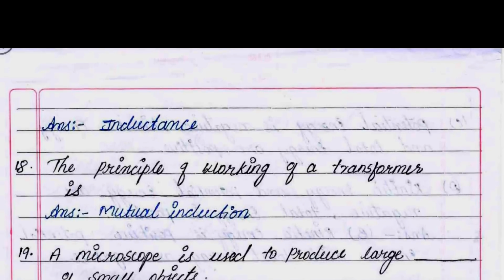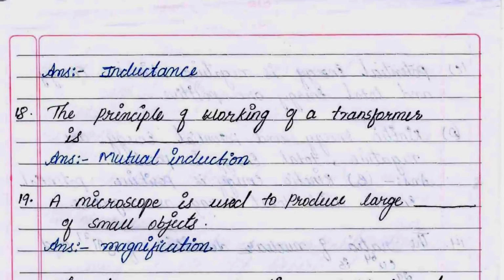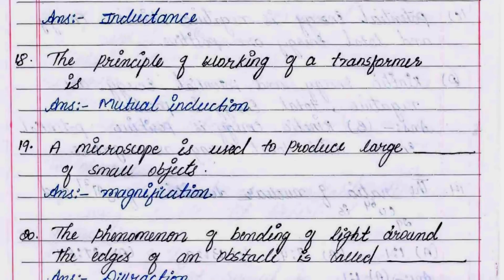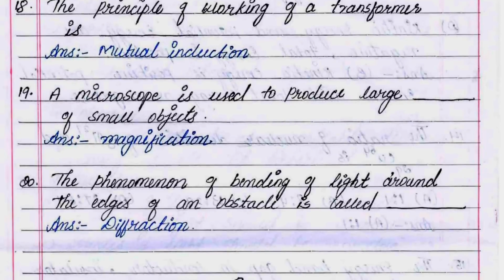18th, the principle of working of a transformer is dash, and the answer is mutual induction. 19th, a microscope is used to produce large dash of small objects, and the answer is magnification. 20, the phenomena of bending of light around the edges of an obstacle is called dash, and the answer is diffraction.